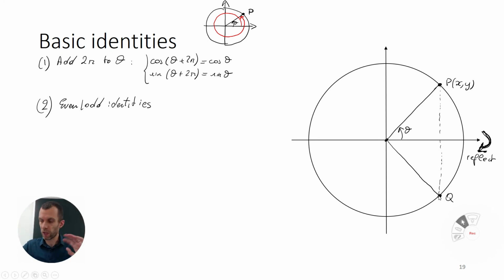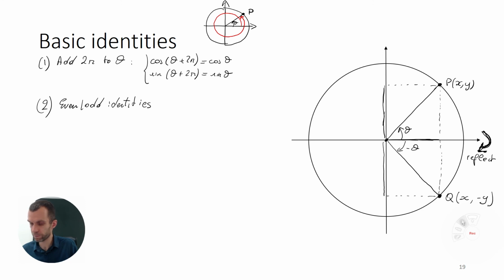And when I do that reflection, the angle theta stays the same in value, but it becomes minus theta. And what happens to the coordinates of the point P? Well, you can see the x coordinate here that stays the same, but the y coordinate here, that turns into minus y. So that's all good and well in terms of coordinates, but what does that tell us about the trigonometric functions?